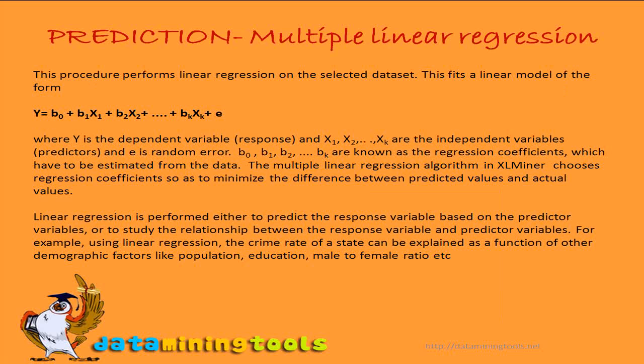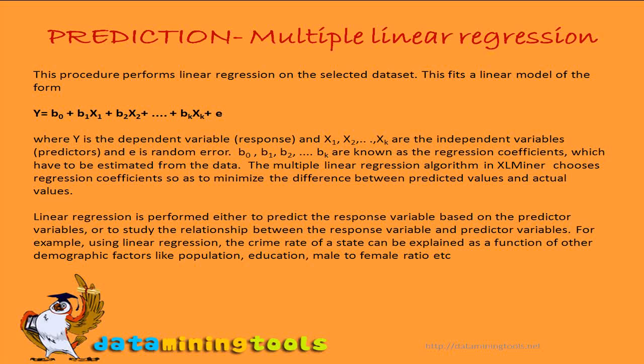This procedure performs a linear regression on the selected dataset. This fits a linear model of the form y equals b0 plus b1 x1 plus b2 x2 and so on until bk xk plus e, where y is the dependent variable or response and x1, x2, and so on until xk are the independent variables or predictors, and e is the random error. b0, b1, b2, and so on until bk are known as the regression coefficients, which have been estimated from the data.